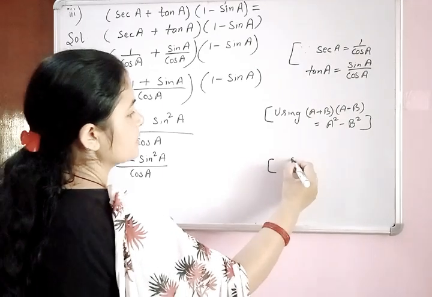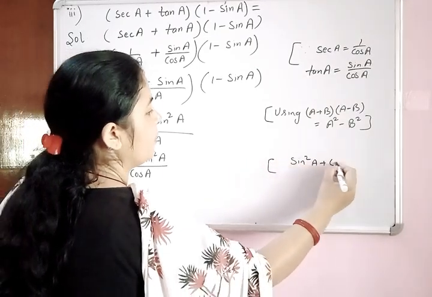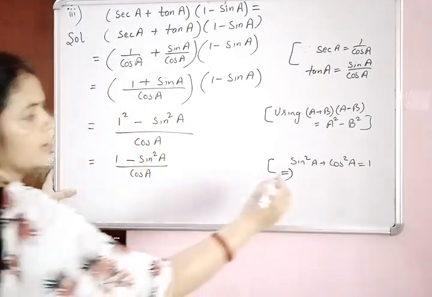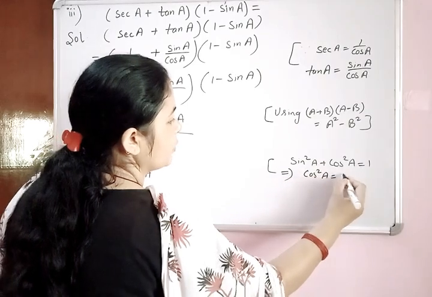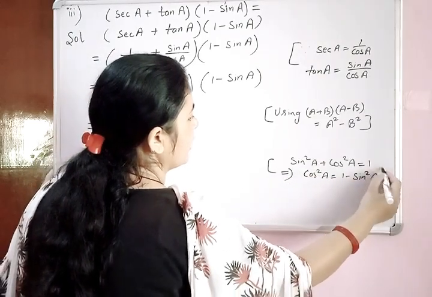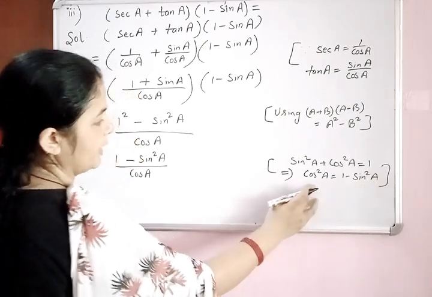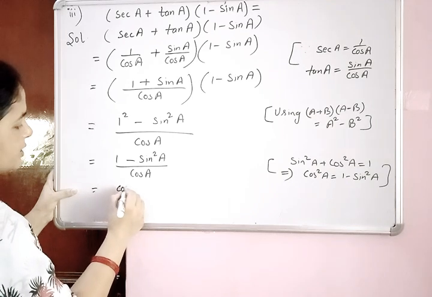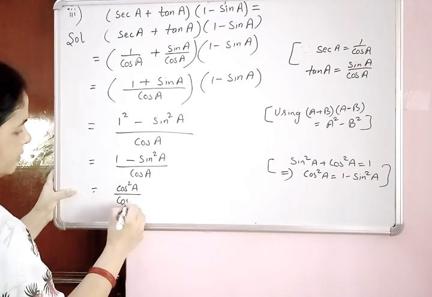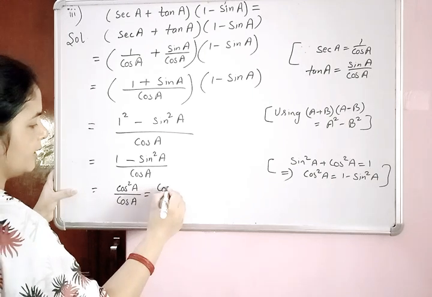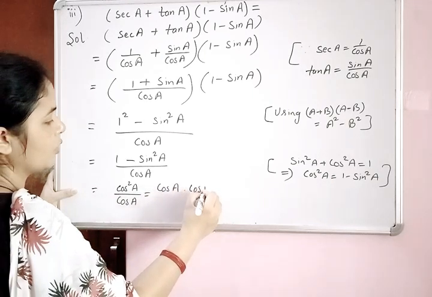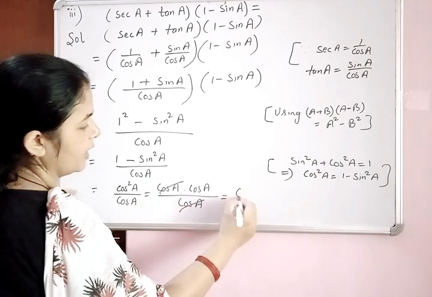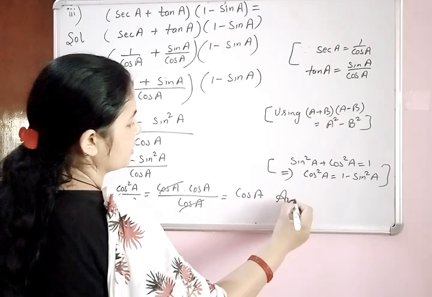Now since sin square A plus cos square A is equal to 1, it implies that cos square A is equal to 1 minus sin square A. So in place of 1 minus sin square A, I can write cos square A upon cos A. Cos square A means cos A into cos A whole upon cos A. Cos A cancels, so we have cos A. So cos A is the answer.